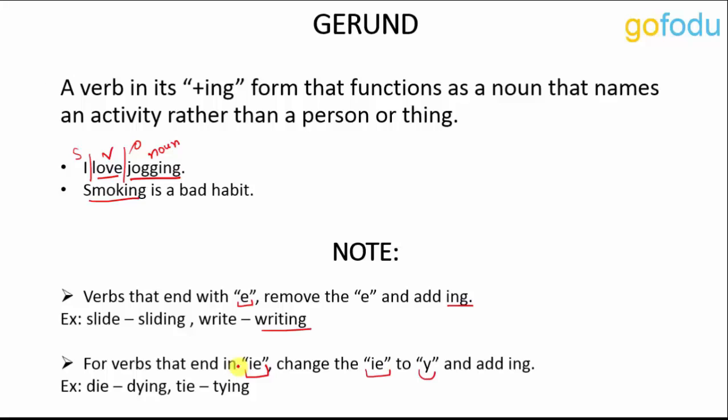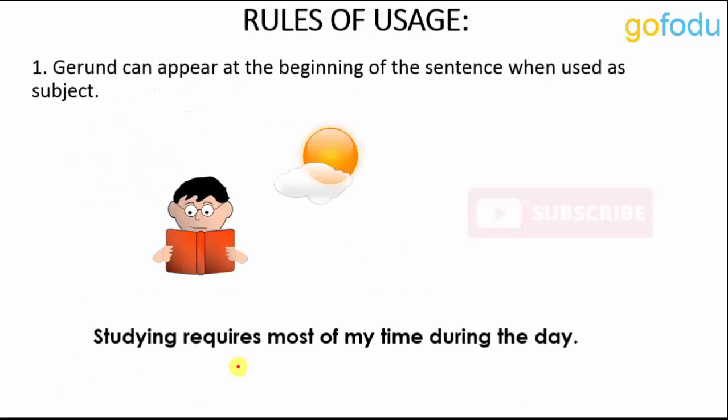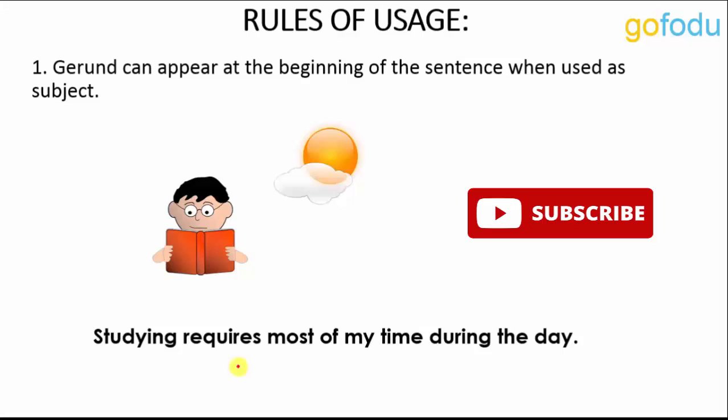Tying a knot of tie every day is a good habit. He told him the process of tying a knot. So tying, dyeing over here, they all become a noun and they are called gerunds. Talking about the next one, how the gerunds are used in a sentence, like where are they placed?